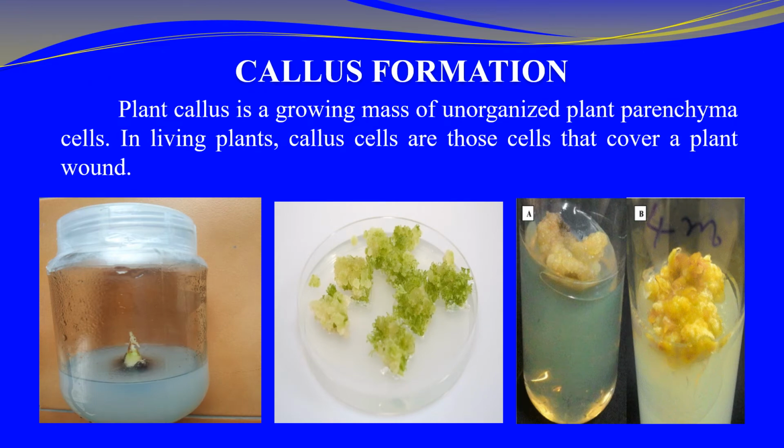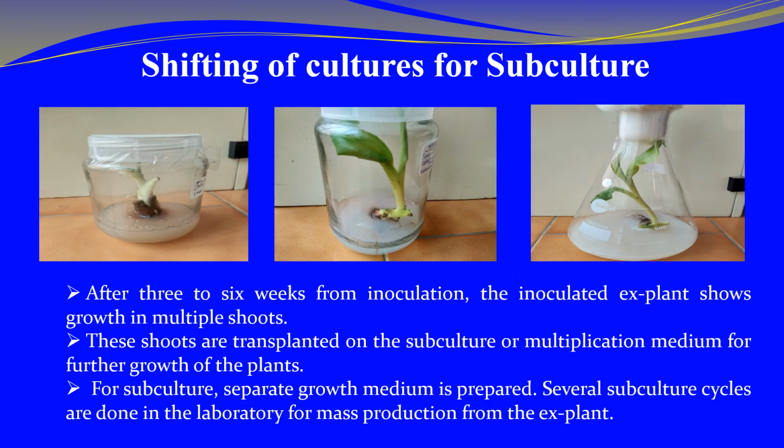After 2 or 3 weeks, callus is growing in the plant tissue culture. What does callus formation mean? That is an undifferentiated mass of tissue. In the living plant, callus cells are those cells that cover a wound on a plant. Then the cultures are shifted for subculture.